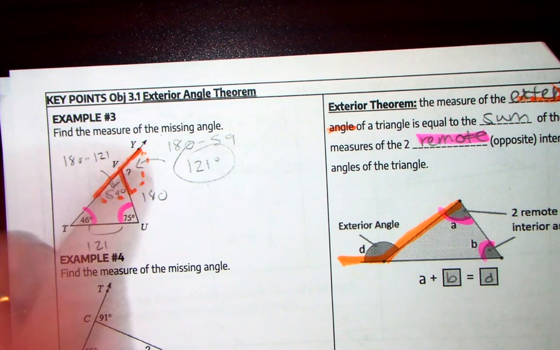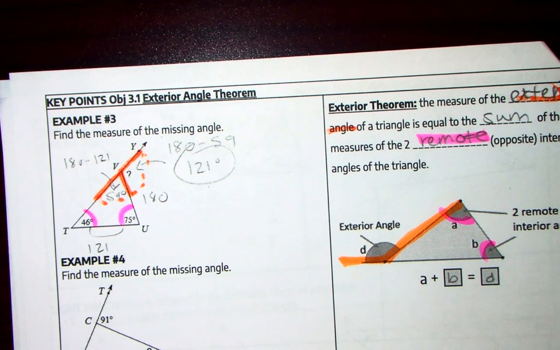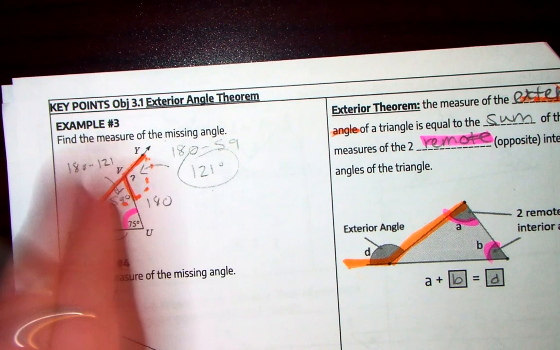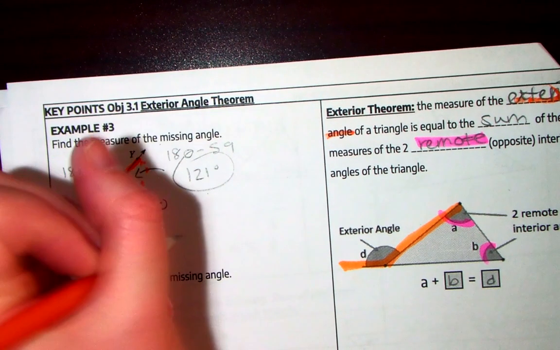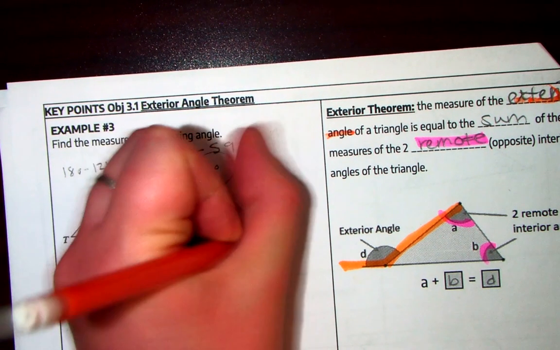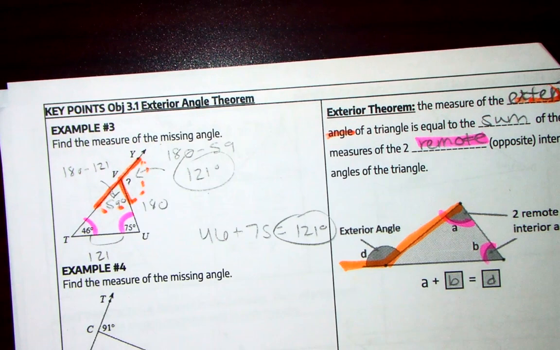So that's why this will always work, okay? There's nothing wrong with the math that I did, but the fastest way to do it is just 46 plus 75 gets you to 121 for that exterior angle.